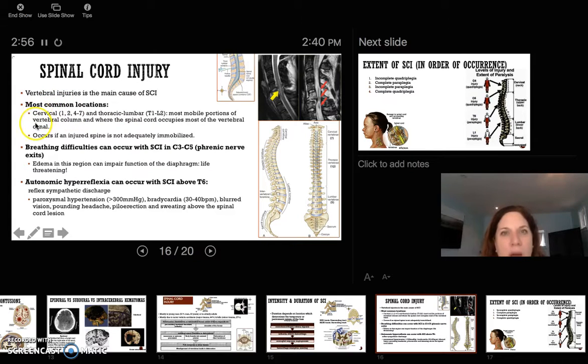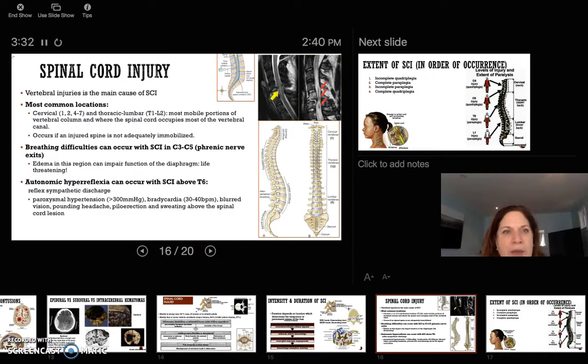The most common locations to have a spinal cord injury are in the most mobile portions of the spine and the vertebral column. So it would be the cervical vertebrae 1, 2, 4, and 7. So here, 1, 2, 4, and 7 in the cervical vertebrae, and also in the thoracic lumbar area, so your low back. So T1 to L2. So T1 to L2, also very common site of injury.